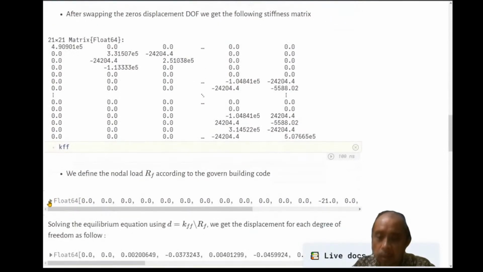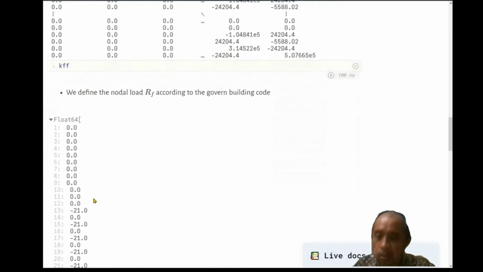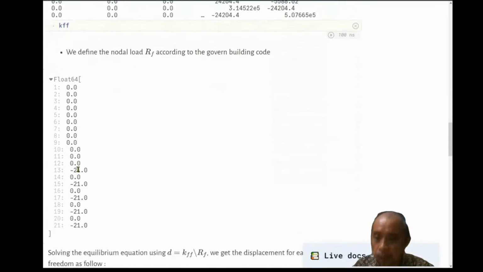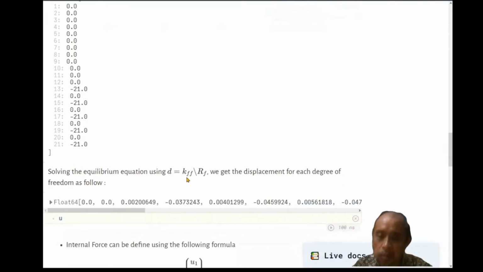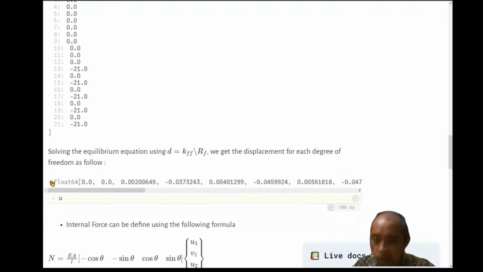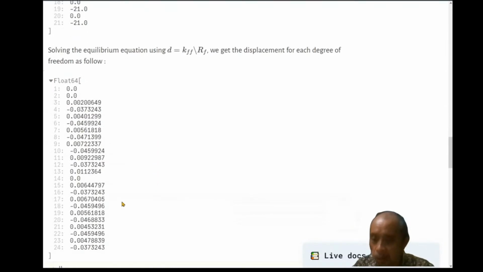We define the nodal load. Here still 0 because it is not yet applied, or only a small part is applied. To solve it, we use backslash in Julia or factorization, and we get the displacement in 24 nodes. Node 1, node 2 is 0, and 14 also 0 because of the boundary condition of the support.